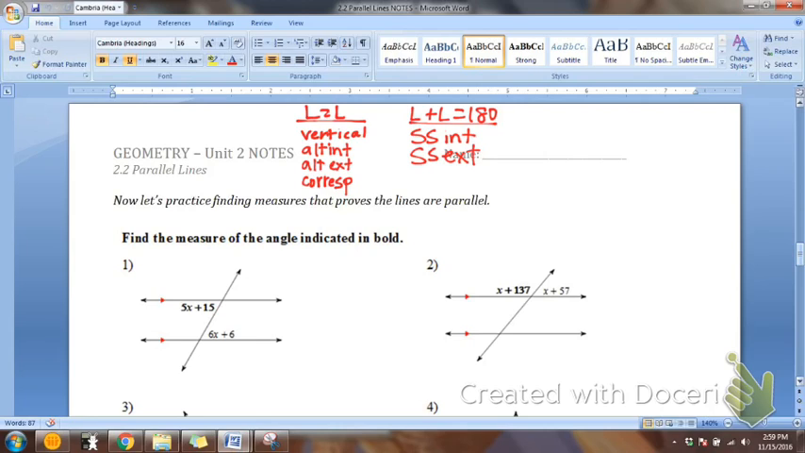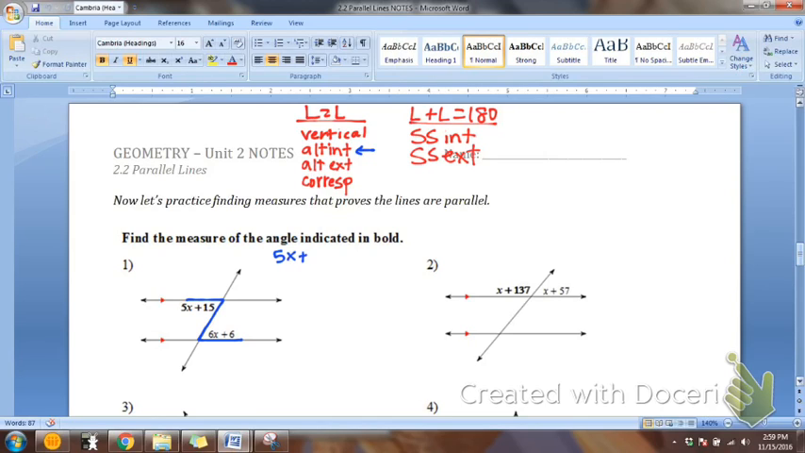Okay, let's look at number 1. What type of angles are the ones on number 1? Alternate interior. Does anyone else see alternate interior? They make that Z shape, right? And we know that alternate interior angles are equal. So what are we going to do with those two angles, the 5x plus 15 and the 6x plus 6? Excellent, we're going to set them equal to each other, right?